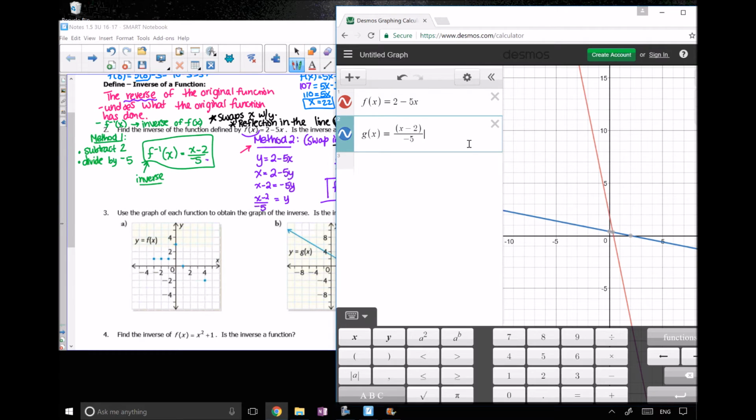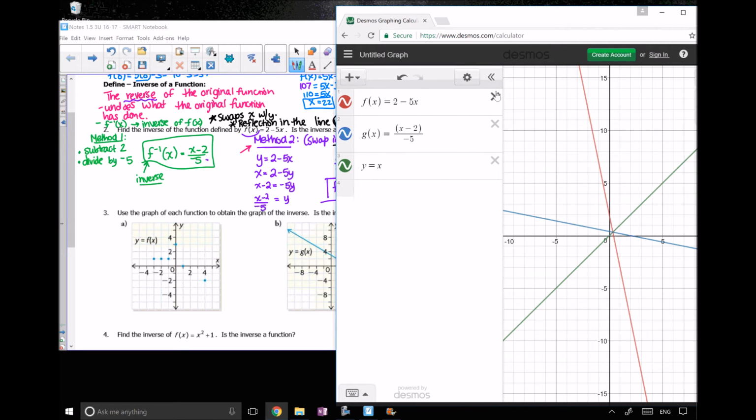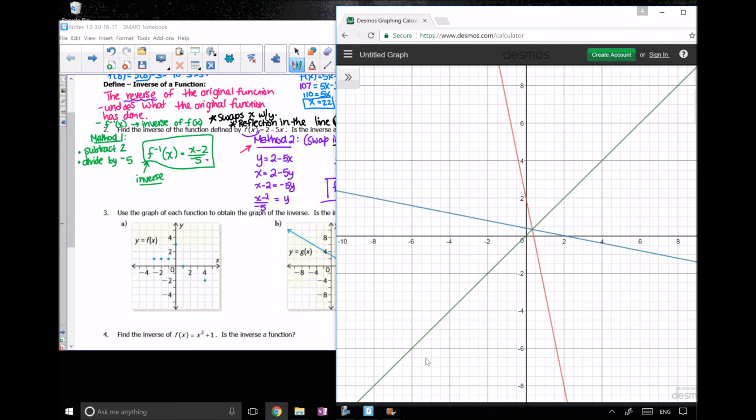So what do I mean by the fact that it's a reflection in the line y equals x? Well, if you look right here at the line y equals x, I can see that if I were to fold along this green line right here, then my red graph would match up with my blue graph. And I'll show you this a little bit more clearly right now.